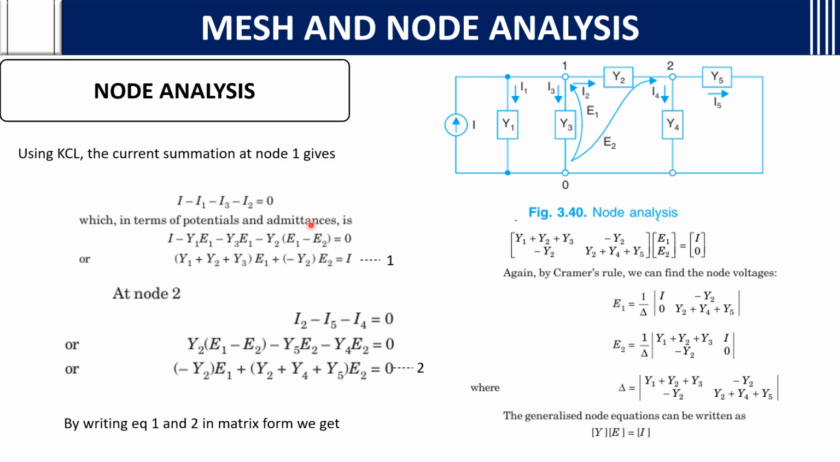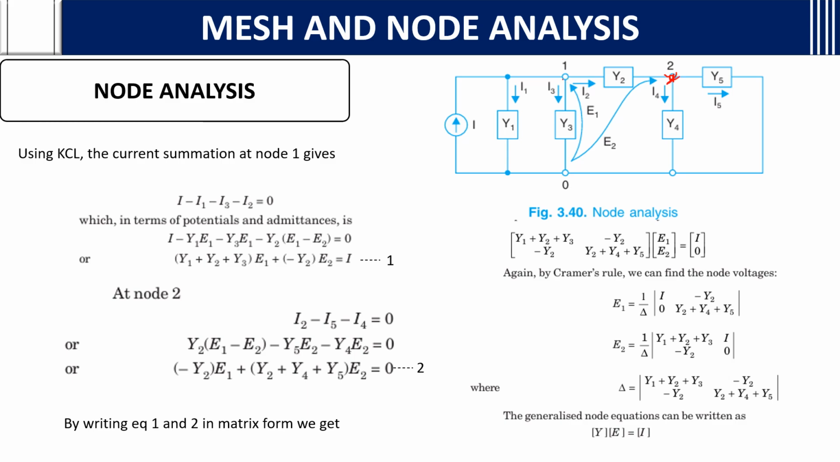Node analysis, we will start with the generalized form. We'll prove the node analysis. In mesh analysis, we used the mesh currents like I1, I2, I3. But in node analysis, we'll consider the node voltages. This point we'll take as one node, another point as another node. You can take any of the nodes, but here we cast this as first node and here as second node.